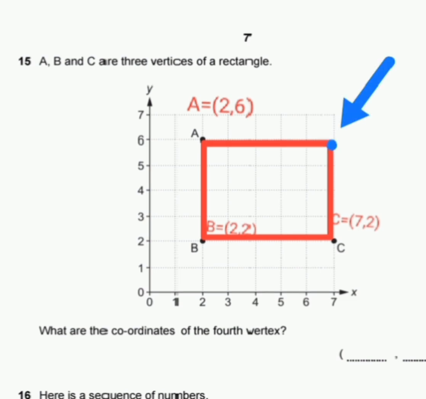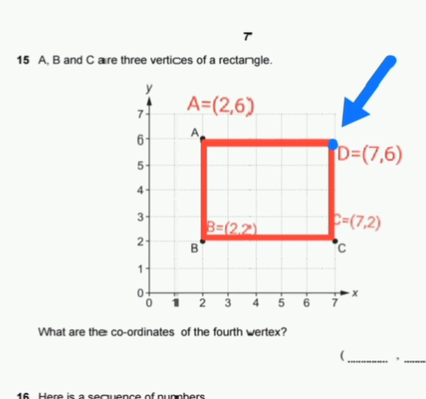Yay, you guessed right. So that's an arrow pointing to the fourth vertex. And now we're going to just trace it downwards to the x-axis and left to the y-axis to get the coordinates of that fourth vertex. And our answer gives us 7, 6. So that's all about coordinate points.